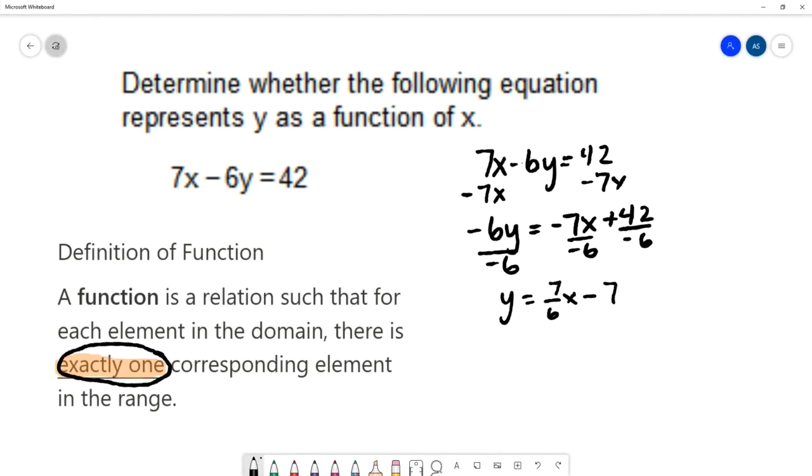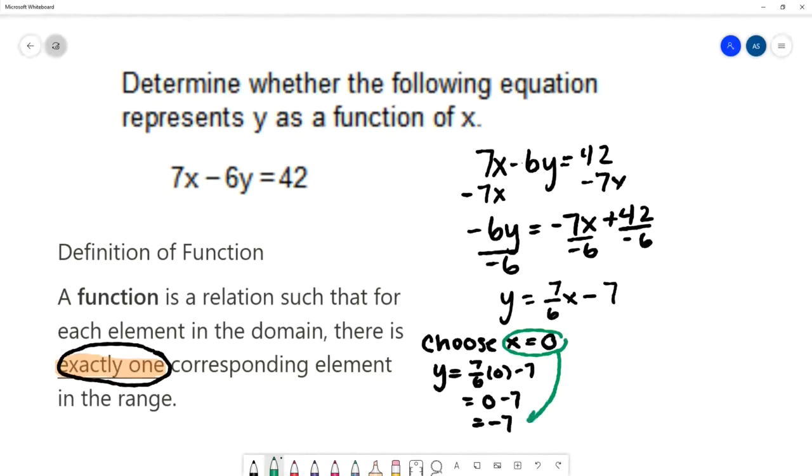So if you're not sure, just by looking at the equation, you can test out a few values of x. Let's test out some easy values of x. If I choose x equal to 0, that's an easy one, and y is 7/6 times 0 minus 7. 0 times 7/6 is 0, and 0 minus 7 is negative 7. So you can see for this value of x, I have 1 y, exactly 1 y.